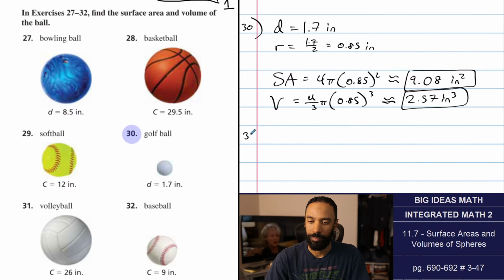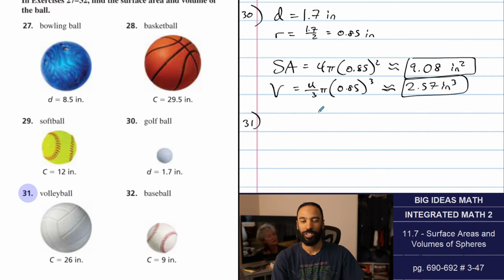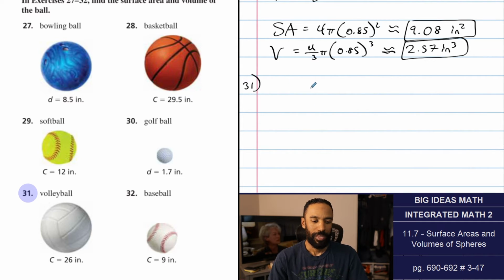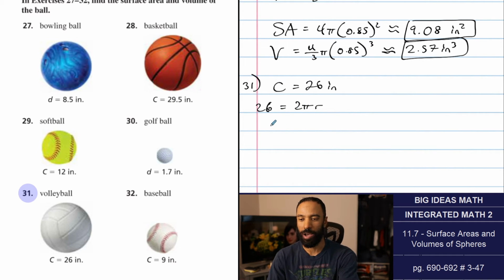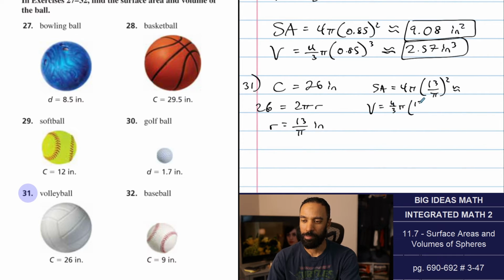Okay, number 31. Volleyball. These are pretty much all the different spheres that I named when I said, we know spheres. They're pretty much the same. I don't know if I said bowling ball. Volleyball circumference is 26 inches. So the radius will be found with 2 pi r. 26 equals 2 pi times the radius, divided by 2 pi. 26 over 2 is 13, and you get 13 over pi. This is in inches. So surface area, 4 pi times 13 over pi squared. And volume, 4/3 times pi times that radius cubed.